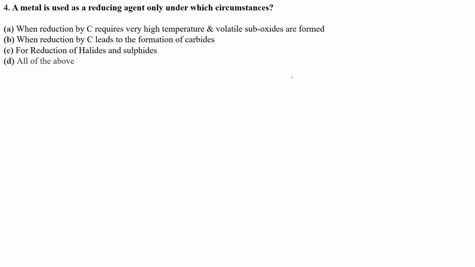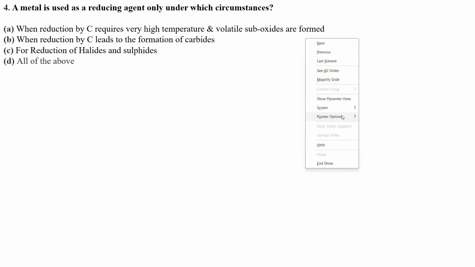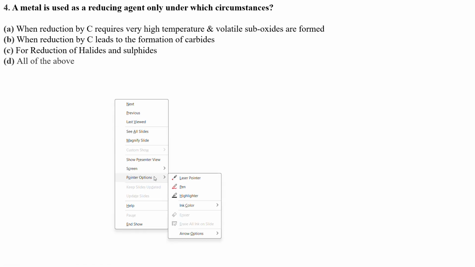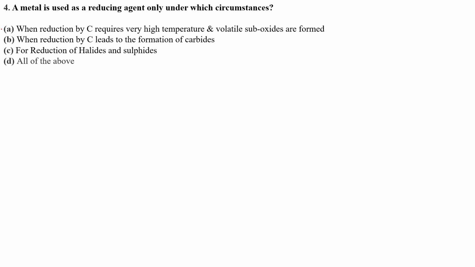That is true when the temperature requirement for carbothermal reduction is very high. So we generally do not consider carbon as a reducing agent, while in another way we can go with the metallothermic reduction process with the help of some metal.